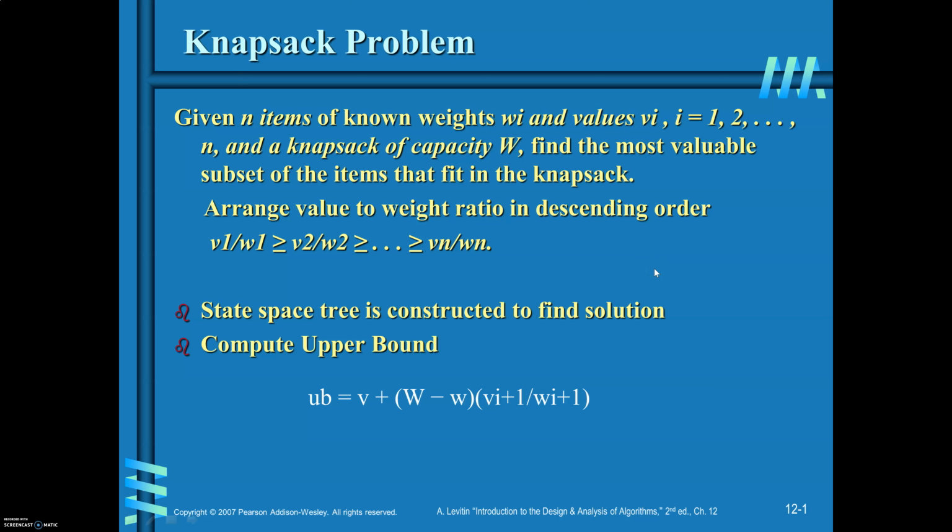In this video, I'll explain how you can find a solution for the knapsack problem by applying the branch and bound design technique. The problem statement is like this. Given n items of known weights Wi and values Vi, where i takes the values from 1 to n, and a sack of capacity W, you are required to find the most valuable subset of items that fit into the knapsack.